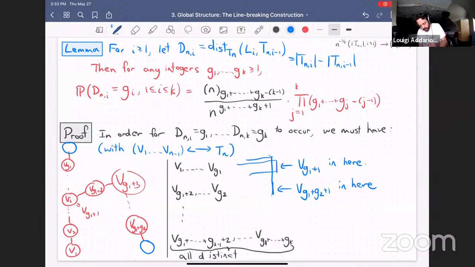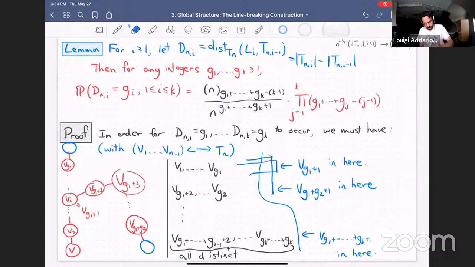Okay, and then finally we need that the last value g1 plus gk plus 1 should be one of the previously seen values. So in here. Okay. And thank you for the correction. That should be g1 plus g2 as well. Right.